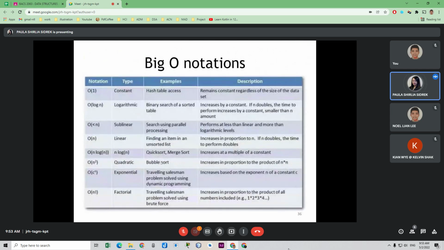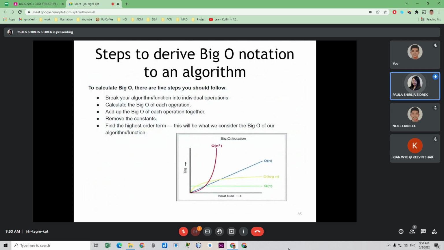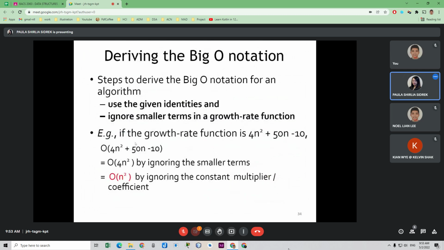Calculate the big O of each operation, right? Add up the big O of each operation together. Remove the constants, which are the numbers. Find the highest order term, and then that will be what you call the big O of your algorithm, as in here.